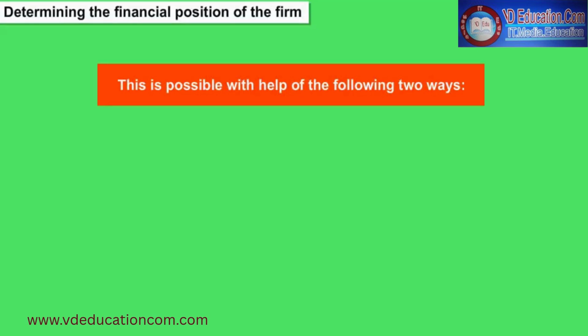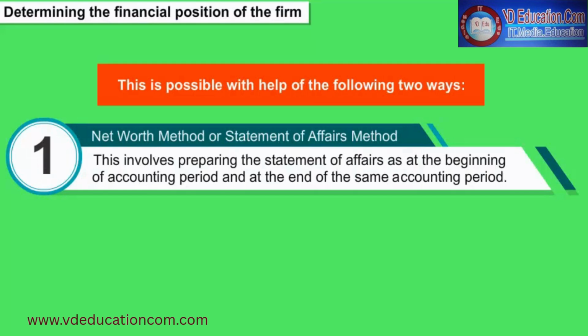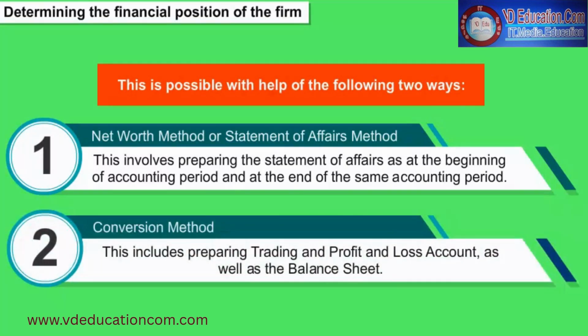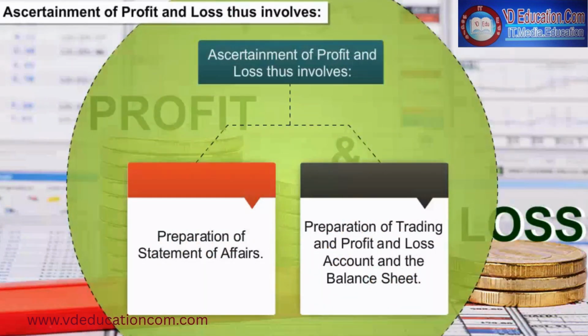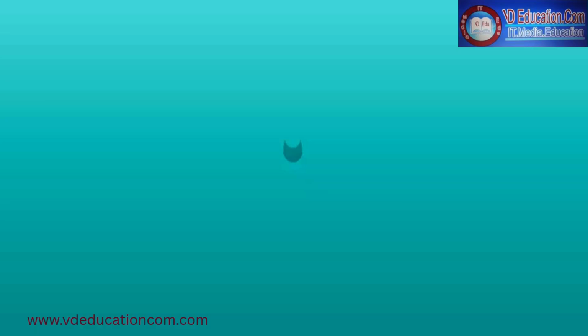This is possible with the help of the following two ways. 1. Net worth method or statement of affairs method. This involves preparing the statement of affairs as at the beginning of the accounting period and at the end of the same accounting period. 2. Conversion method. This includes preparing trading and profit and loss account as well as the balance sheet. Ascertainment of profit and loss thus involves preparation of statement of affairs, preparation of trading and profit and loss account, and the balance sheet.